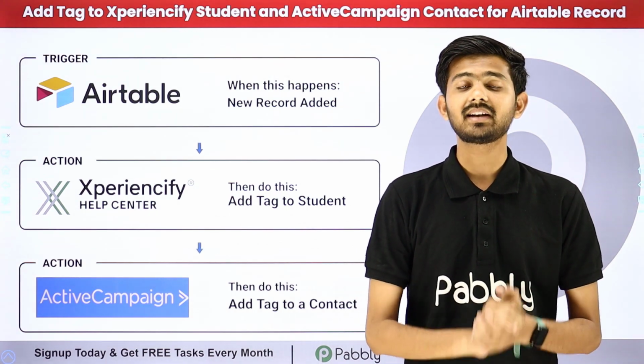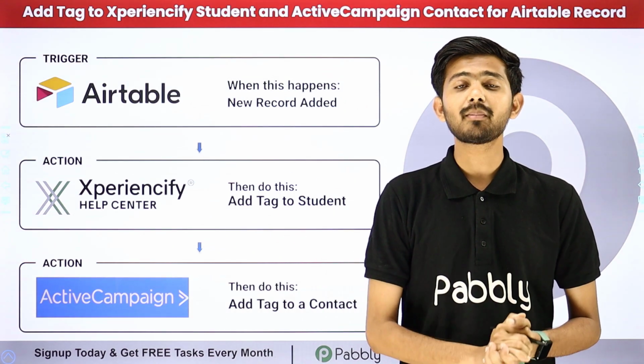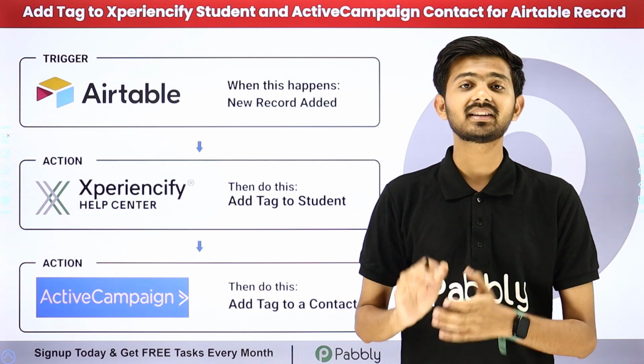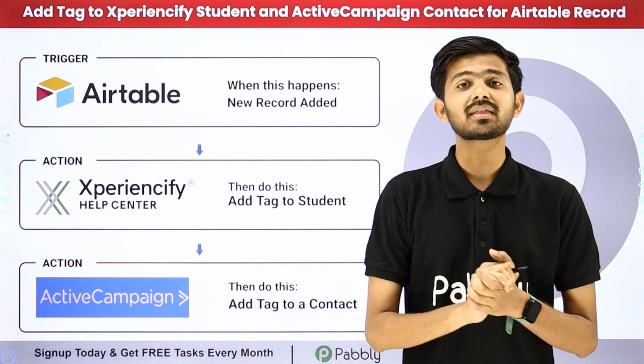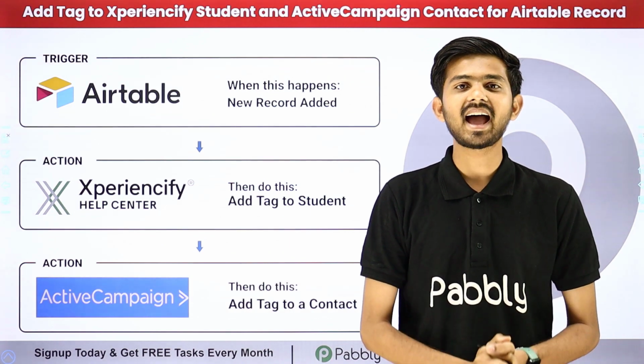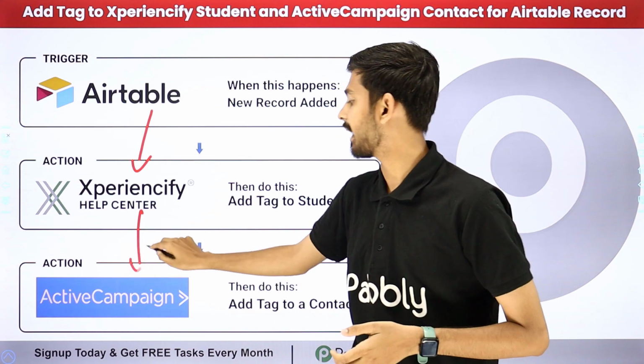Now what I want is that whenever I create a new record with my student details in Airtable, then automatically, by capturing those details of my record, I'm going to give a tag to my students in Xperiencify and I'm going to give the same tag to that same contact in ActiveCampaign. So for that, I have to build a simple connection between Airtable, Xperiencify and ActiveCampaign.